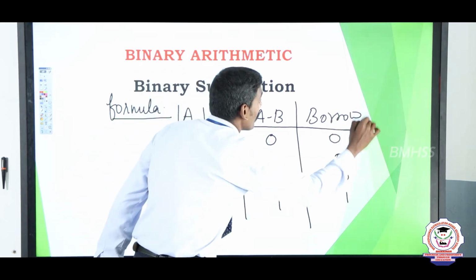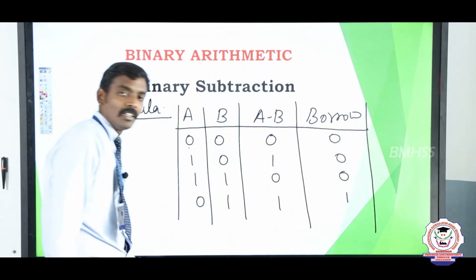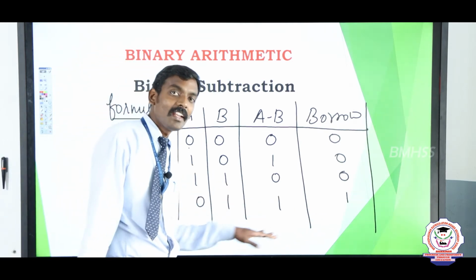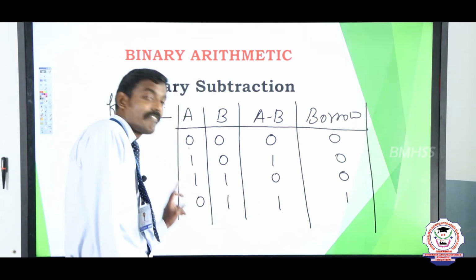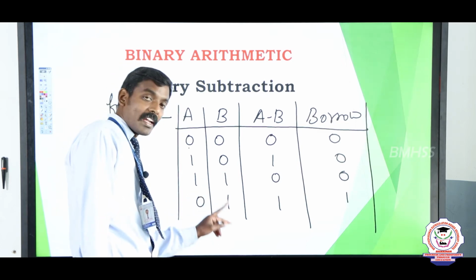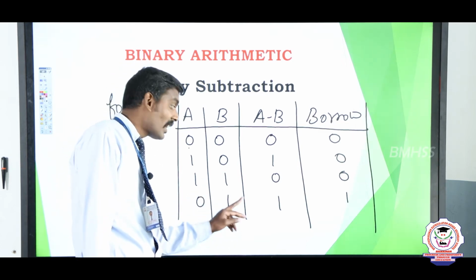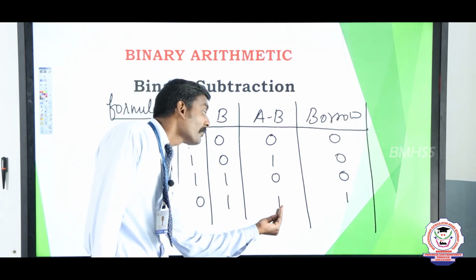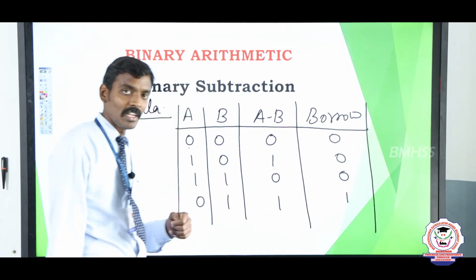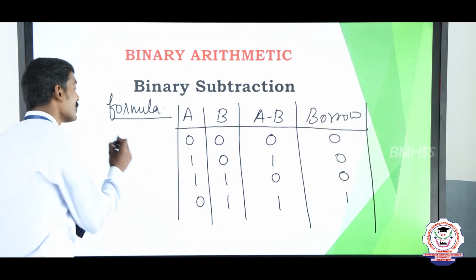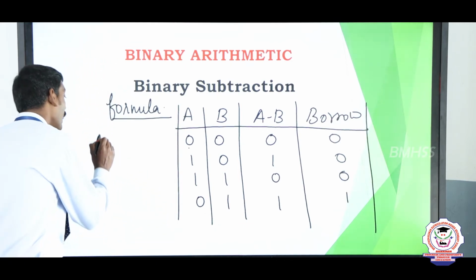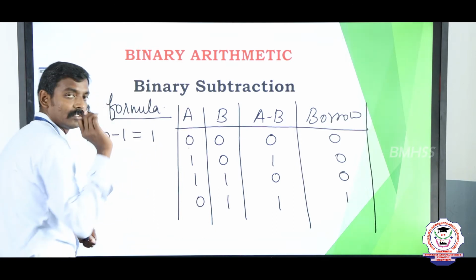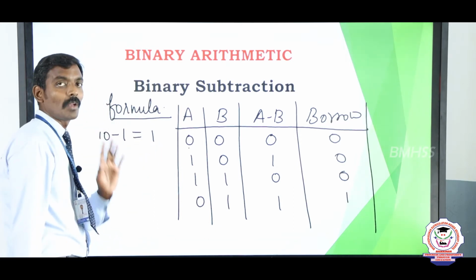So this is the formula for finding the binary subtraction. Are you clear? This is the formula to find the binary subtraction. Very simple formula. 0 minus 1, we borrow from the nearest bit and we put the answer as 1. Are you clear? How is it possible? Very simple. 1 0 minus 1 is equal to 1.